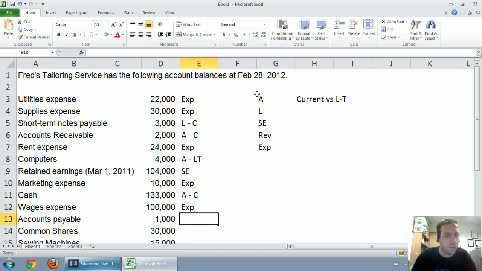That's an expense. Accounts payable. Well, it's got that magic word payable. It's a liability. Now, if you're thinking current or long term, think phone bill when you think accounts payable. Think short term. Think stuff I've got to pay soon.